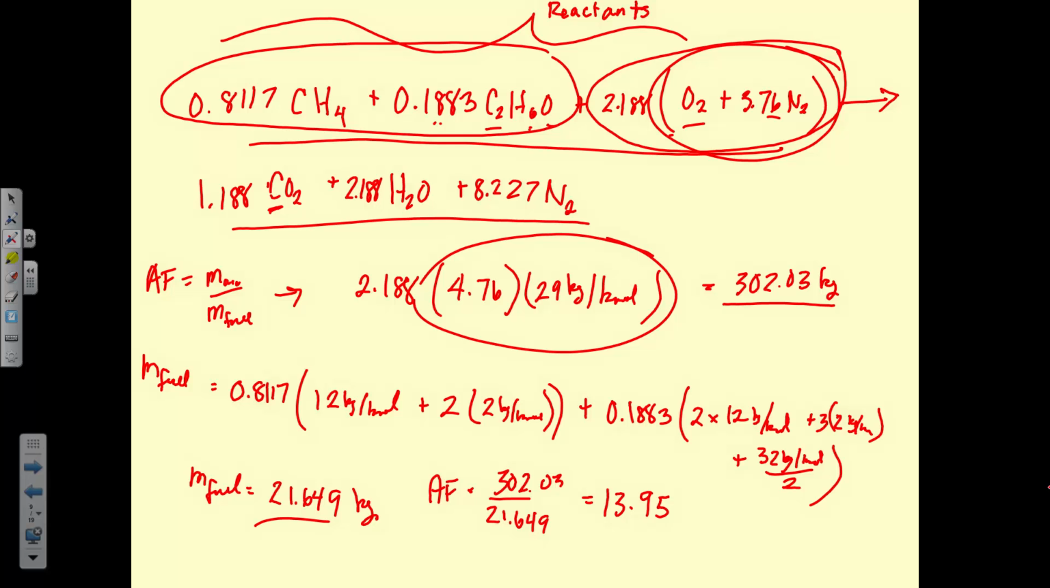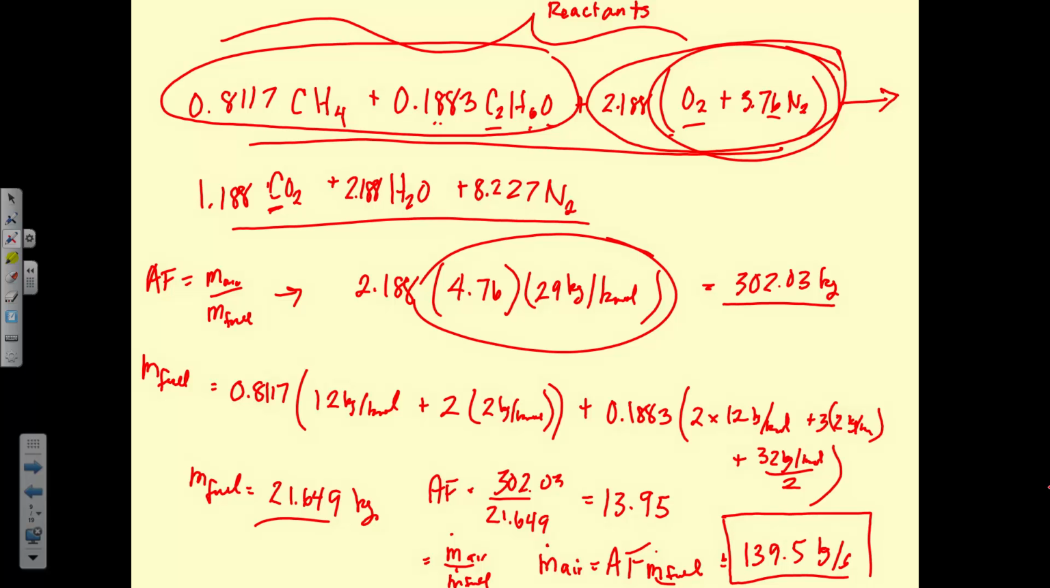Okay, so now we can say that this air-fuel ratio is equal to the mass of the air over the mass of the fuel, but it would also be equal to the mass flow rate of the air over the mass flow rate of the fuel. So we can say that the mass flow rate of the air is going to be equal to the air-fuel mixture times the mass flow rate of the fuel. So we plug in the numbers for that. The mass flow rate of the fuel is 10 kilograms per second, which means our flow rate for our air has to be 139.5 kilograms per second. So that's the mass flow rate of the air in that problem.